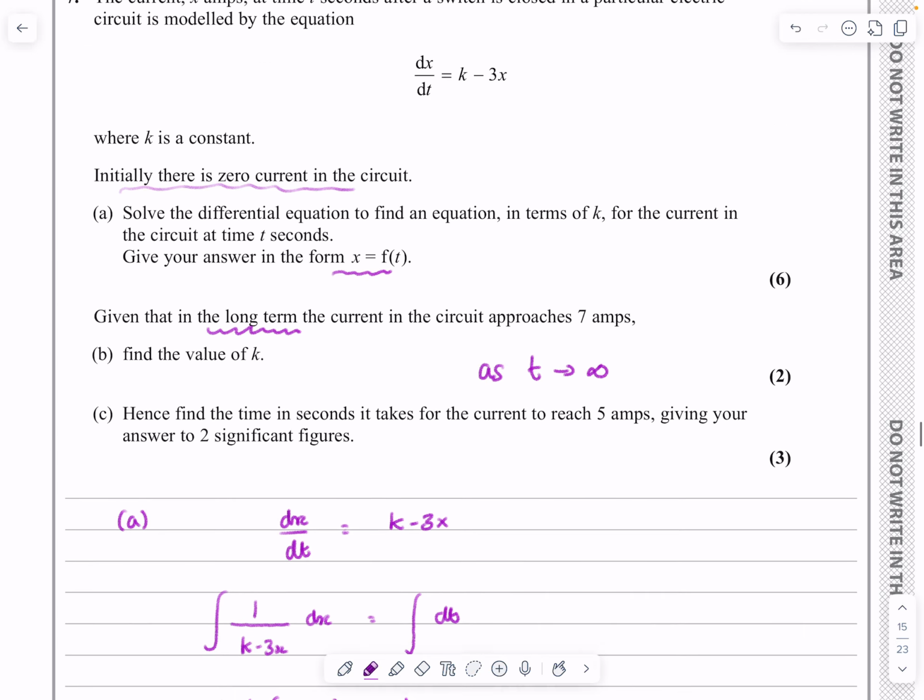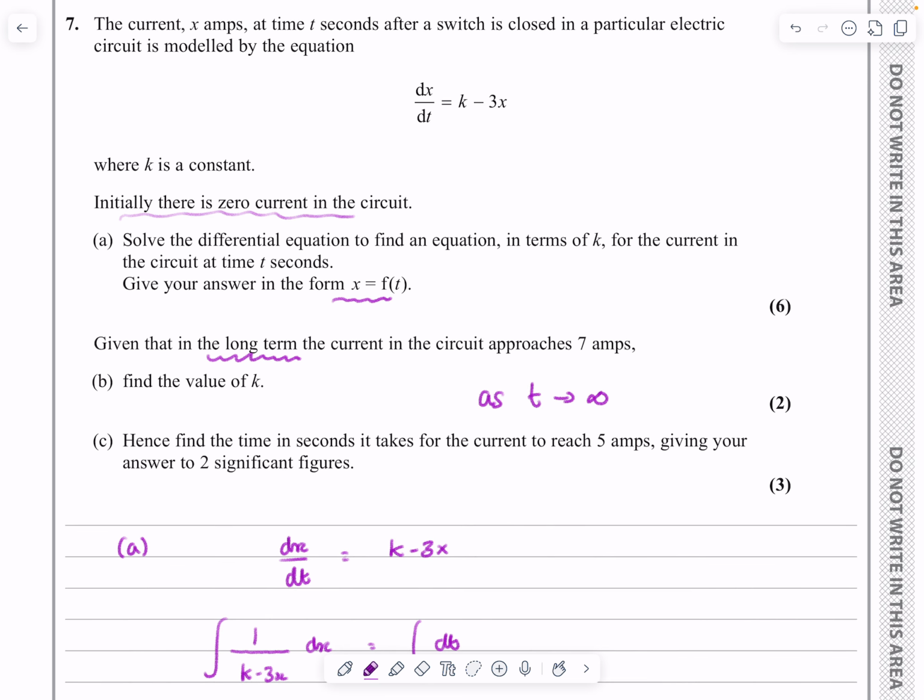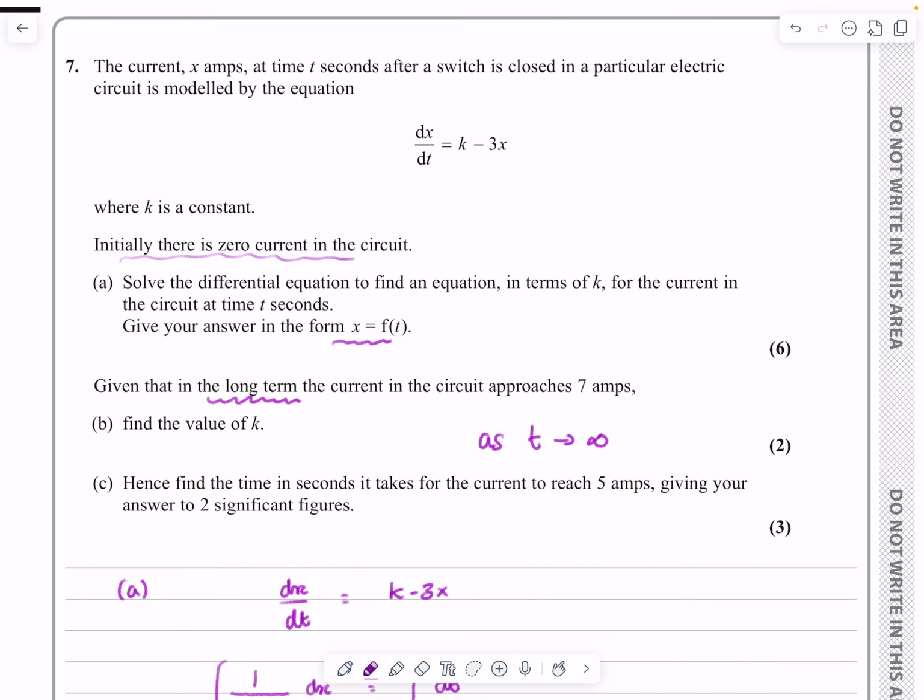So quite a nice little last part. They could have made that a little bit more difficult for those 3 marks there. But yeah, that's that question. Hopefully that all makes sense to you all.